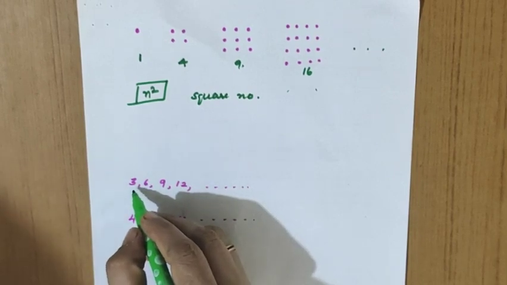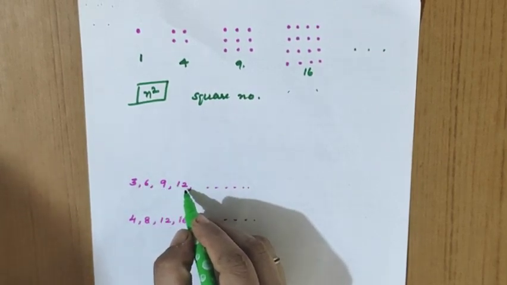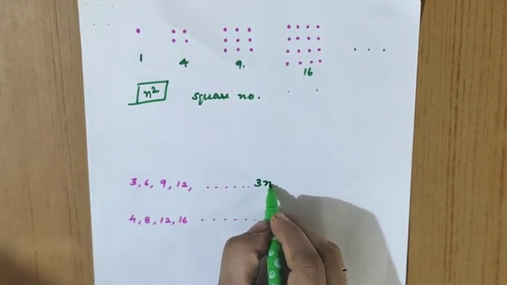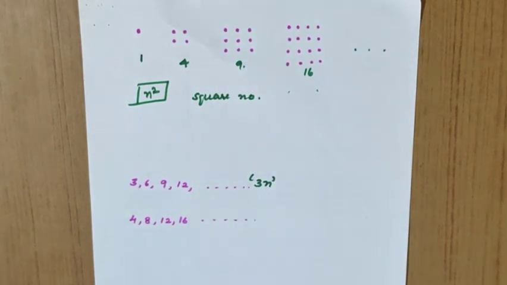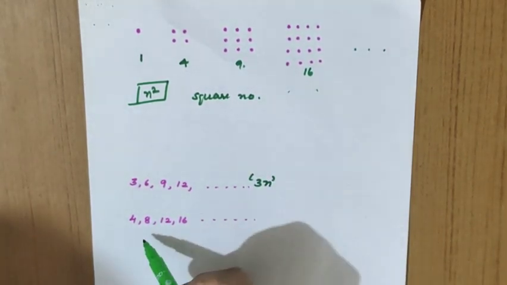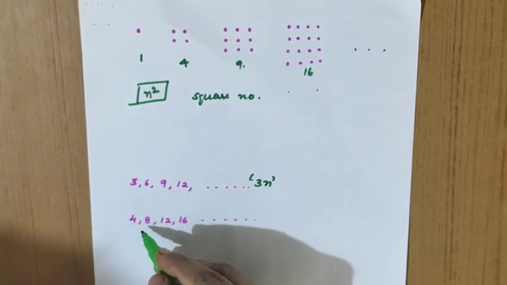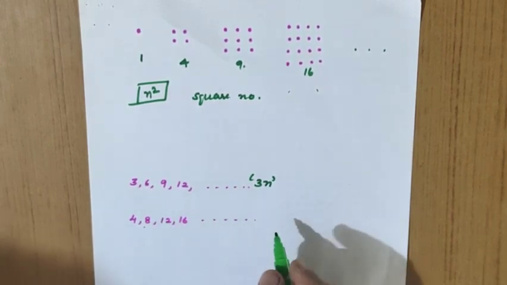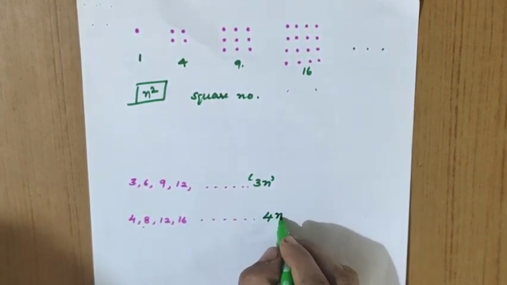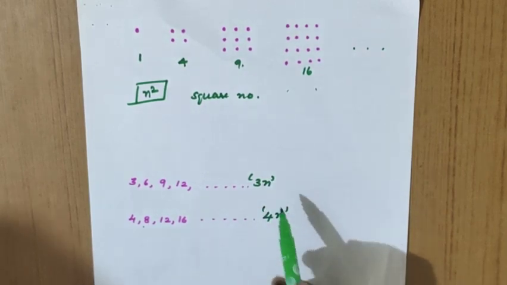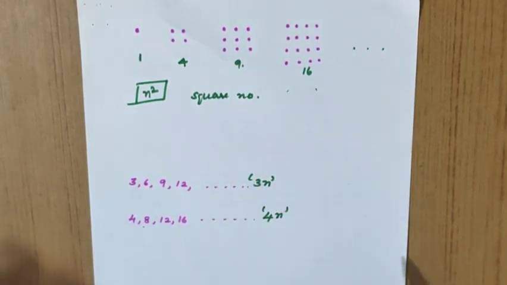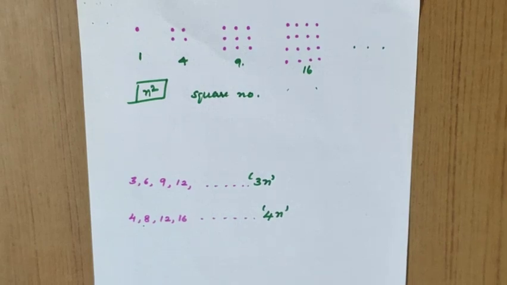Similarly, this is the multiplication table they have explained: 3, 6, 9, 12. That means 3 into 1, 3 into 2, 3 into 3, 3 into 4. So the general form is 3n. Similarly, the 4 table means 4 into 1, 4 into 2, 4 into 3, 4 into 4. So the general formula is 4n. Like that, for any multiplication table we can write the rule.